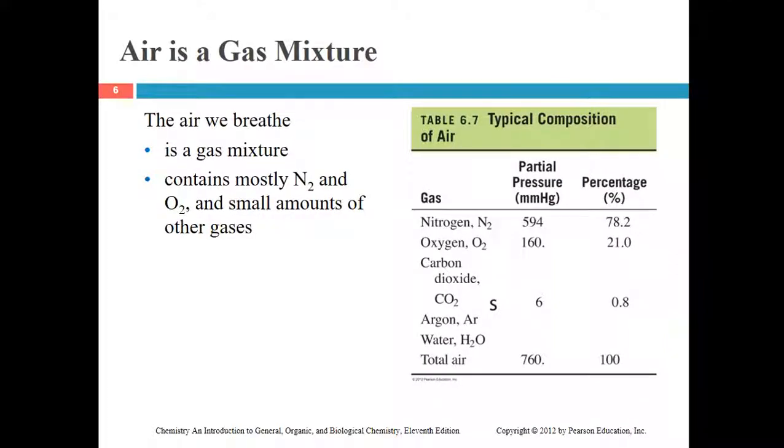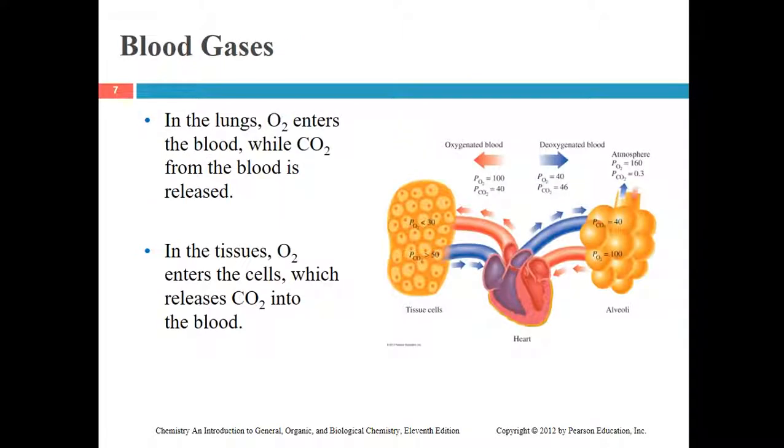So air is a gas mixture. The air we breathe, yes, it is a gas mixture, and it contains mostly nitrogen and oxygen with small amounts of other gases, some carbon dioxide, some argon, a little bit of water gas. Now, in our lungs, the oxygen enters into the blood while the carbon dioxide from the blood is released. In the tissues, the oxygen enters the cells, which releases the CO2 into the blood. And this is how we get rid of our CO2, is we've got to make sure we're breathing.